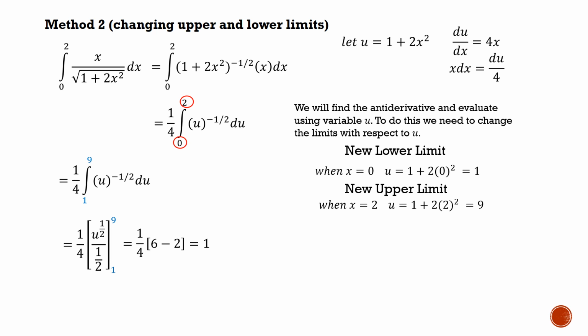Now this only worked because I decided to anti-differentiate with respect to u, but I also decided to evaluate with respect to u. So let me repeat this again. If we're going to evaluate with respect to x, don't forget to resubstitute x into your equation before you use the fundamental theorem of calculus. But if you decide to evaluate with respect to u, don't forget to change your upper and lower limits.